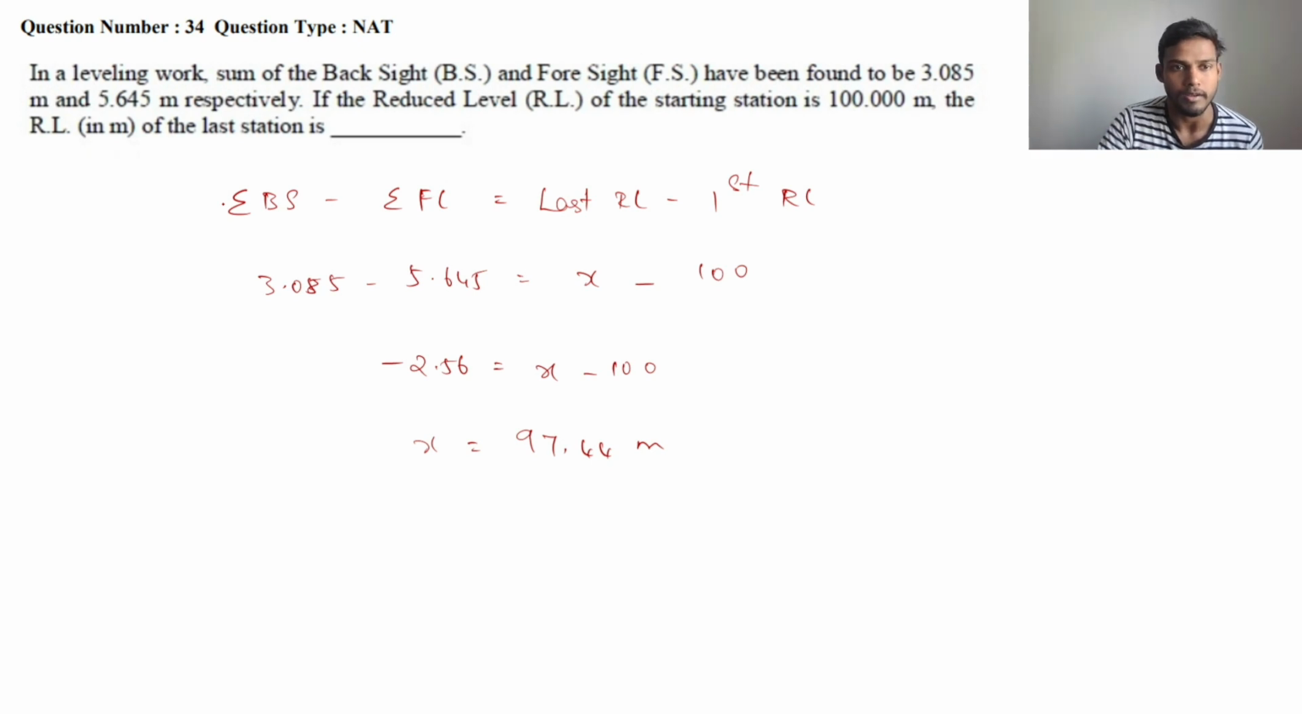This is by the rise and fall method. In the rise and fall method, we all know the summation of backsight minus summation of foresight is equal to last RL minus first RL.